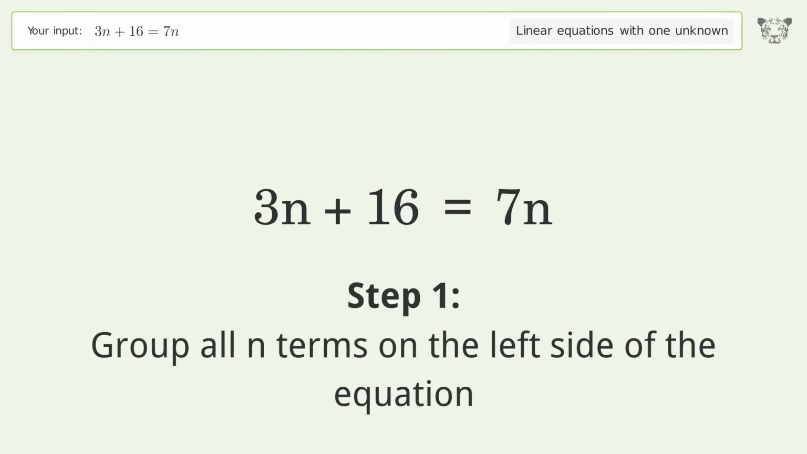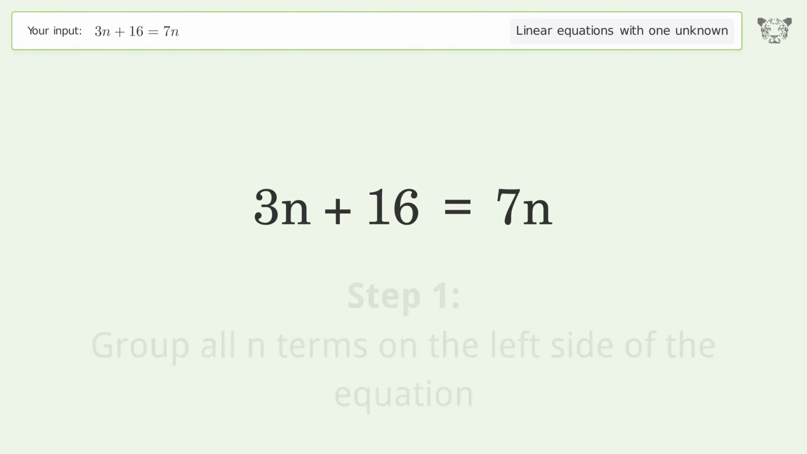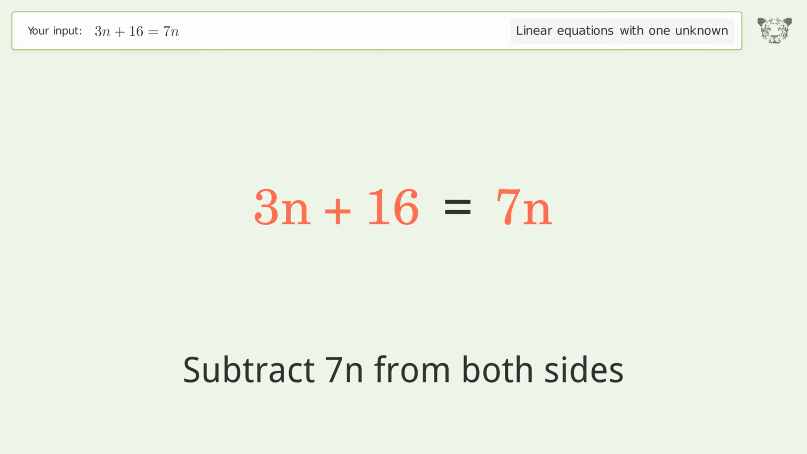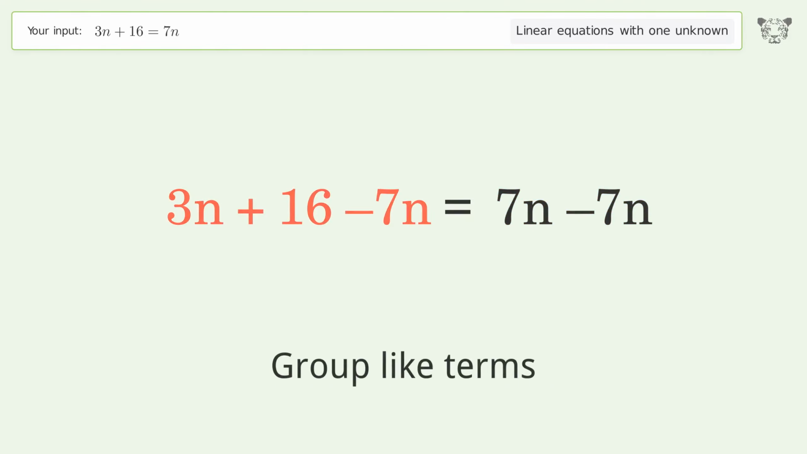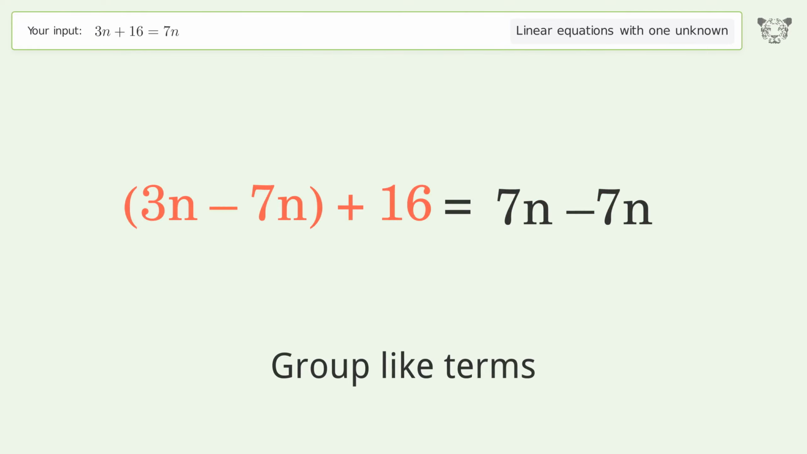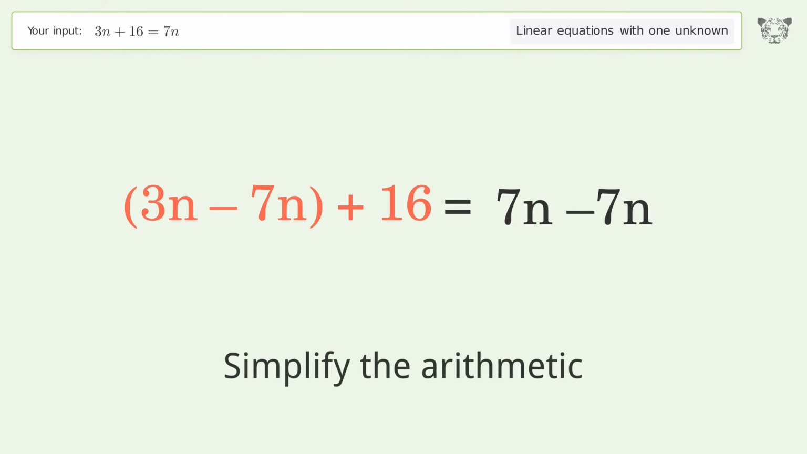Group all n terms on the left side of the equation. Subtract 7n from both sides. Group like terms. Simplify the arithmetic.